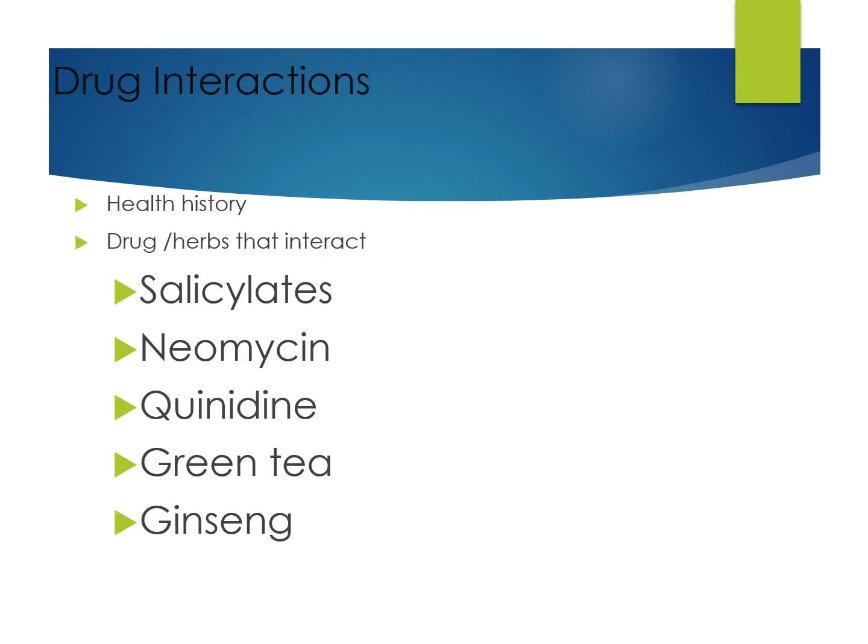Make sure you are gathering a good health history. Make sure you're looking for drugs and herbs that interact: salicylates, neomycin antibiotic, quinidine, which is an antiarrhythmic, green tea, and ginseng. Are they being used? Make sure the doctors are aware of that before they make this prescription.